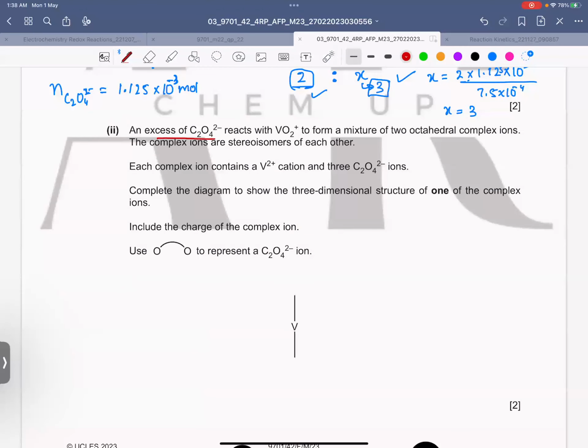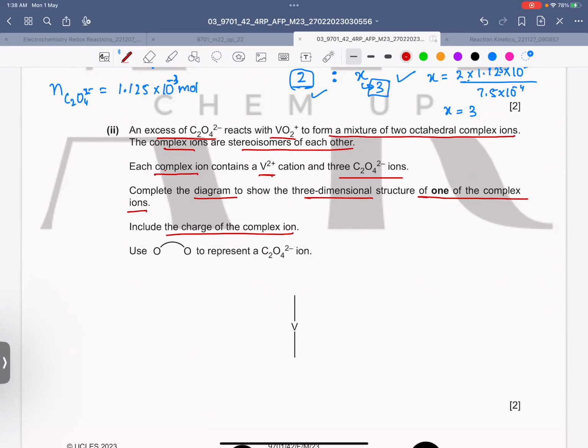An excess of C2O4 2- reacts with VO2+ to form a mixture of 2 octahedral complex ions. The complex ions are stereoisomers of each other. Each complex ion contains a V2+ cation and 3 C2O4 2- ions. Complete the diagram to show the three-dimensional structure of one of the complex ions. Include the charge of the complex ion.